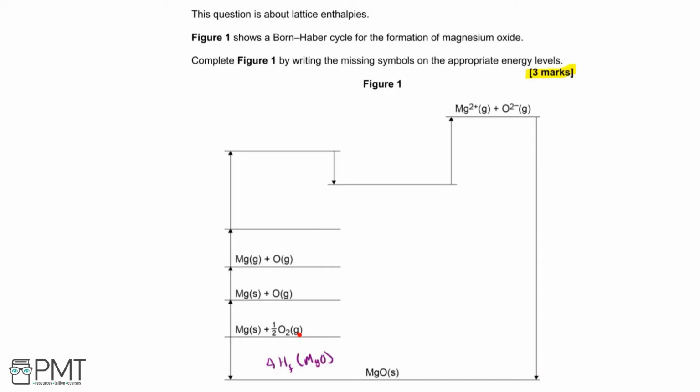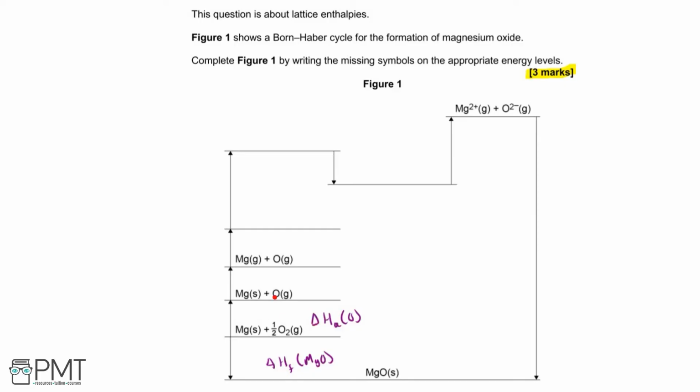So to begin with, we jump from our elements in their standard states to gaseous atoms. So these here are enthalpies of atomization. The first, we are going from half a mole of oxygen molecules to 1 mole of oxygen atoms. And what's important is they're both gaseous here. So this is the enthalpy of atomization for oxygen.